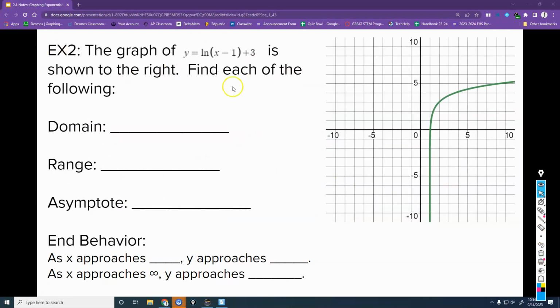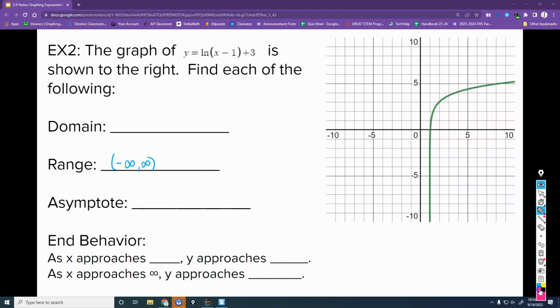Okay, here's an example for a log. I've given you the graph. We need domain, range, and asymptote and end behavior. End behavior is just a little bit different for these, and I'll show you why in a second. The graph of natural log of x minus 1 plus 3 is shown here. We'll start with range. What's my range? -infinity to +infinity, because it's always -infinity to +infinity for the log functions.